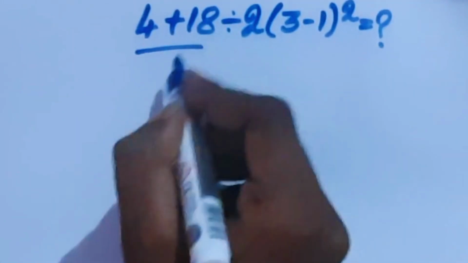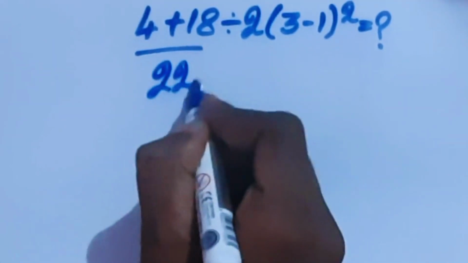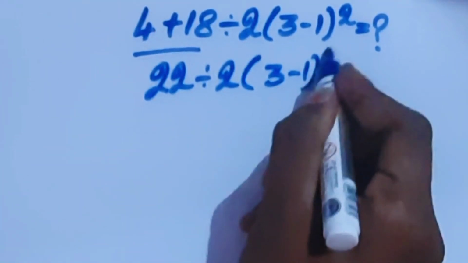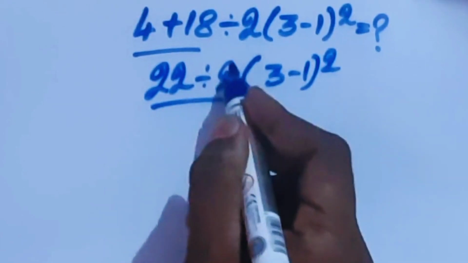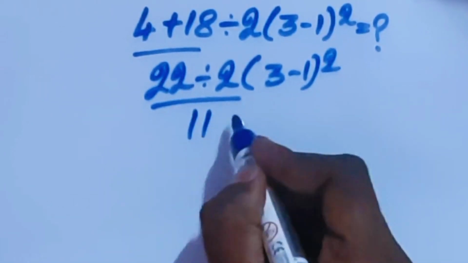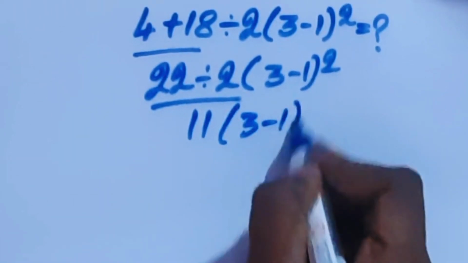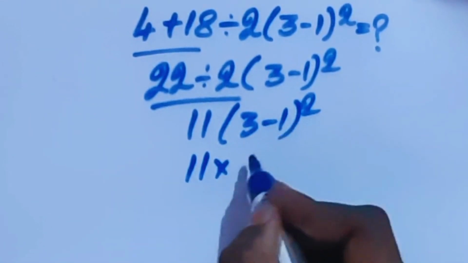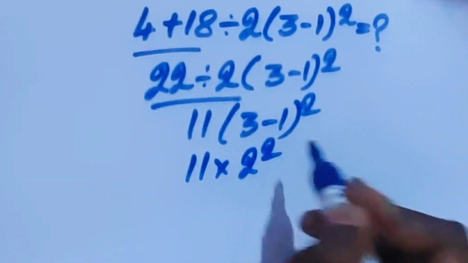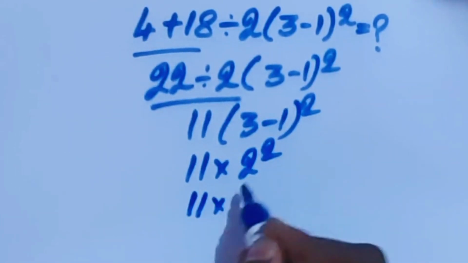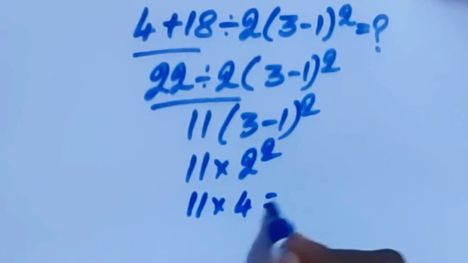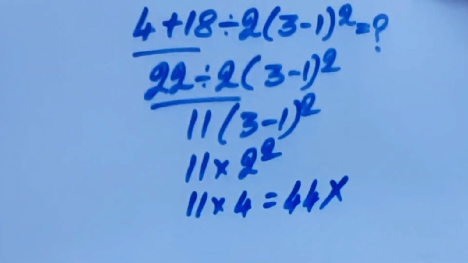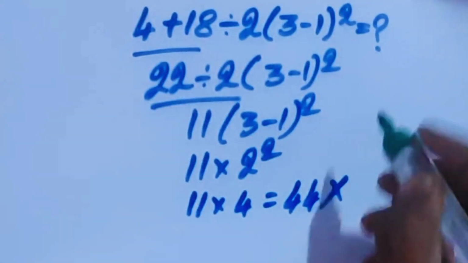I guess here 4 plus 18 is 22, divided by 2 times (3 minus 1) in bracket whole square. Here 22 divided by 2 is 11, times (3 minus 1) in bracket whole square. Here 11 times (3 minus 1) is 2 square. Now 11 times 2 power 2 is 4. Here 11 times 4 is 44, which is the wrong answer. As per this order of operation, this 44 is the wrong answer.